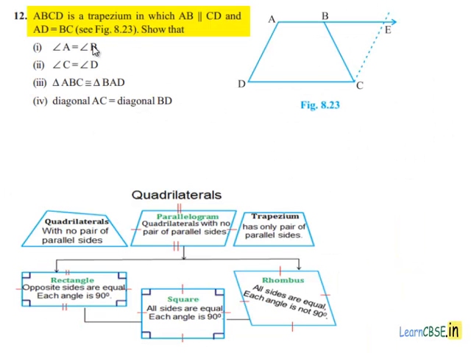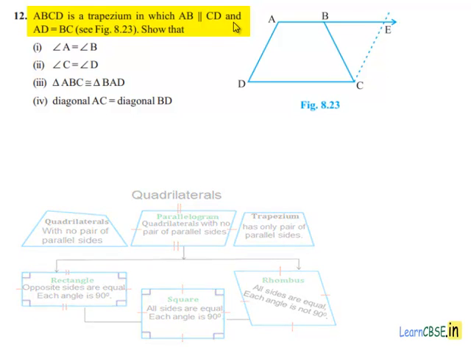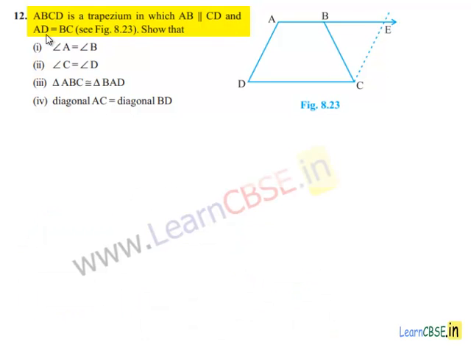Moving on to the 12th question. ABCD is a trapezium in which AB is parallel to CD and AD is equal to BC. Show that angle A is equal to angle B, angle C is equal to angle D, triangle ABC is congruent to triangle BAD, and diagonal AC is equal to BD.